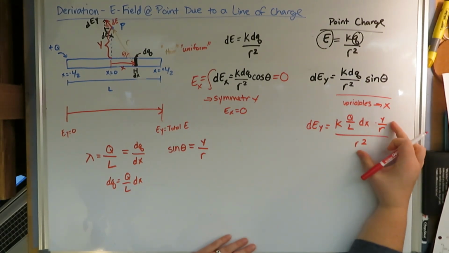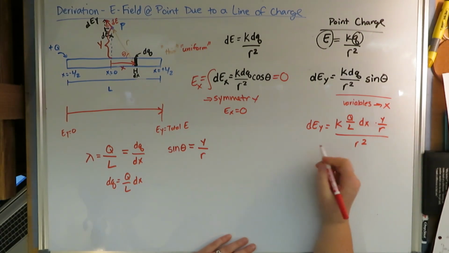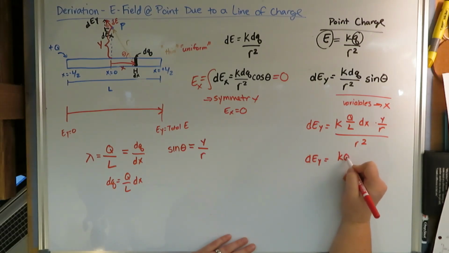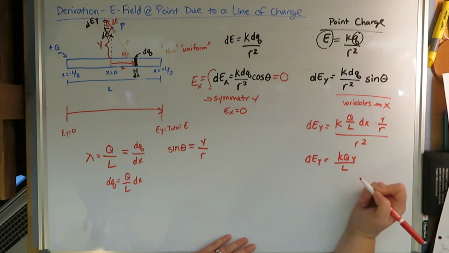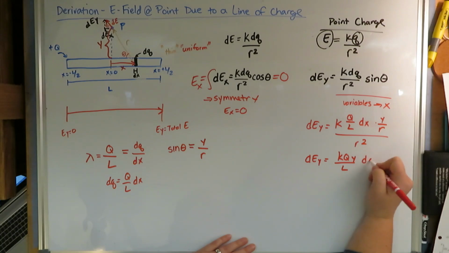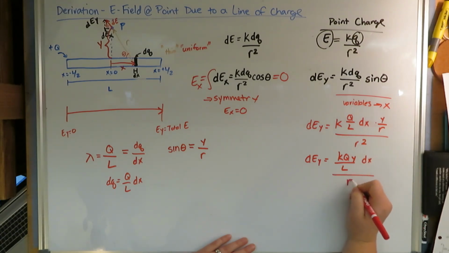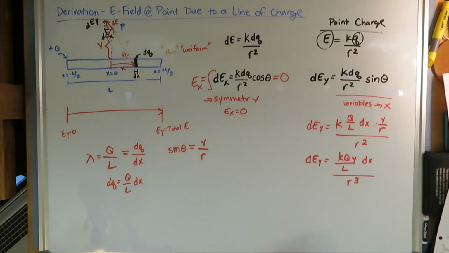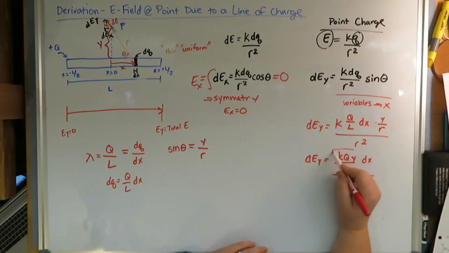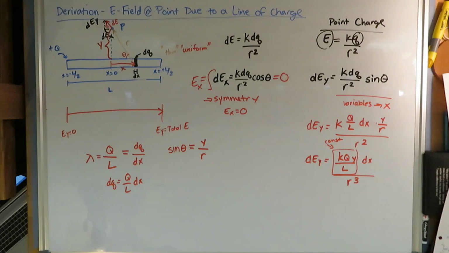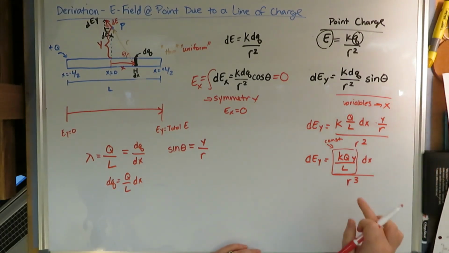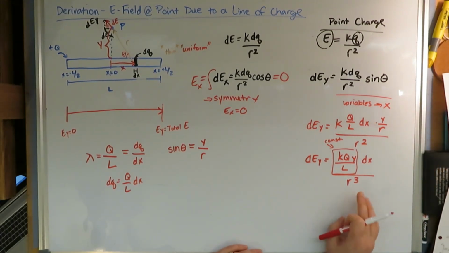So at this point, I can pull this r down here, and I get dEy is going to equal k Q y over L dx all over r cubed. I've subbed in for the sine theta, y over r, and now I have an r cubed here. This whole bit right here is all constant, so all of those variables are allowed. dx is in terms of x, so now I need to find a way to get rid of r.